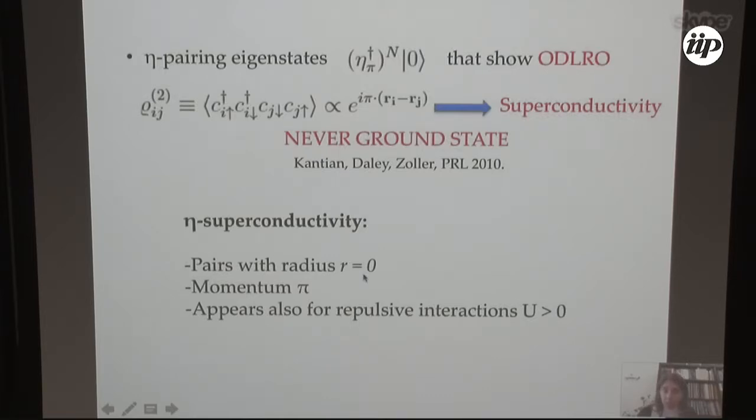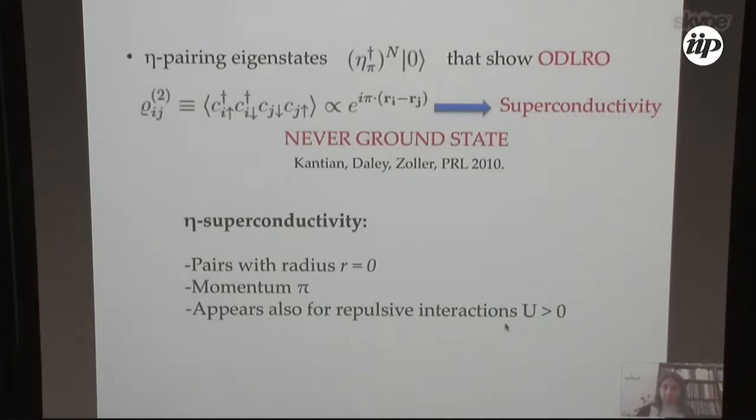So to summarize for you, eta superconductivity implies pairs with radius zero. So it's an on-site pairing. They carry momentum pi. And this is a state that also appears for repulsive interactions. So it's very interesting. It's superconductivity, although you have repulsive interactions, U positive, okay? But it's not a ground state.